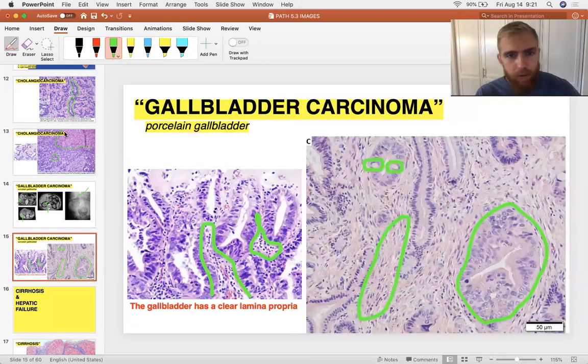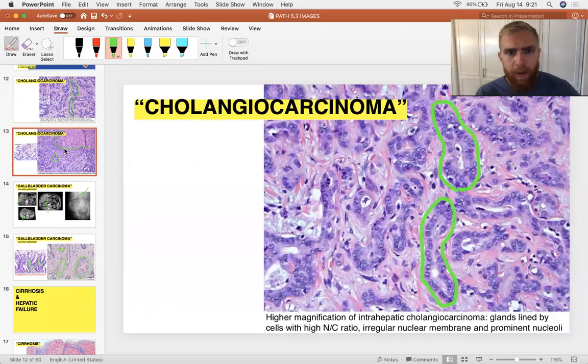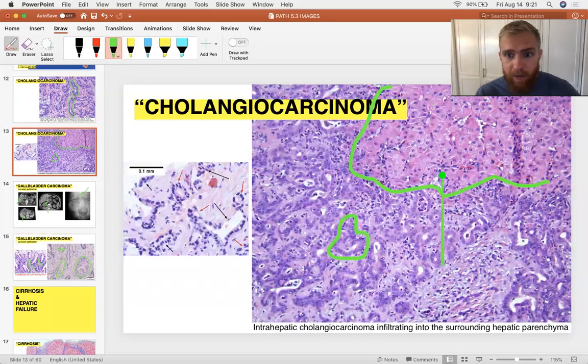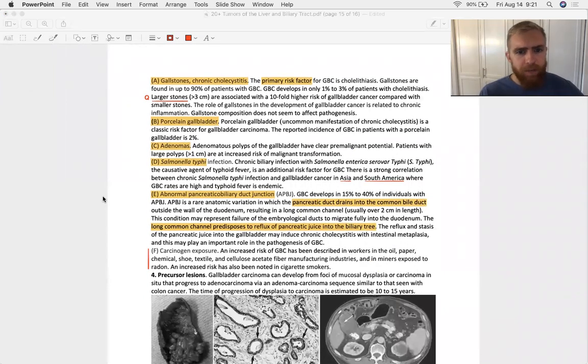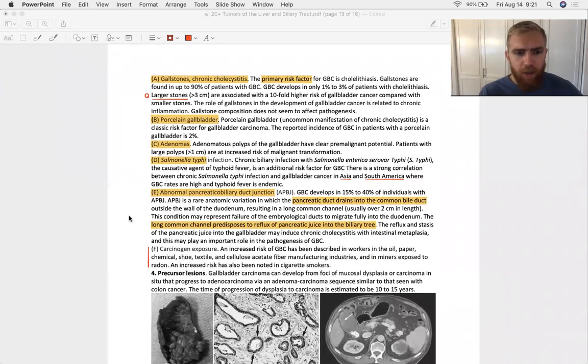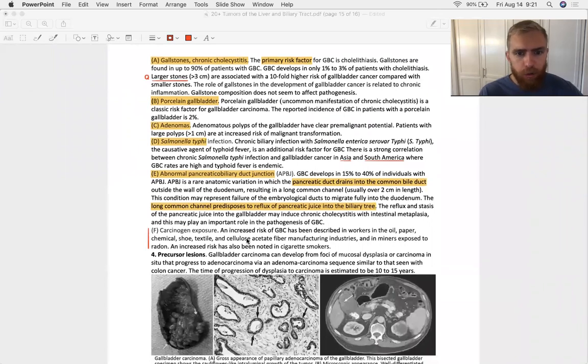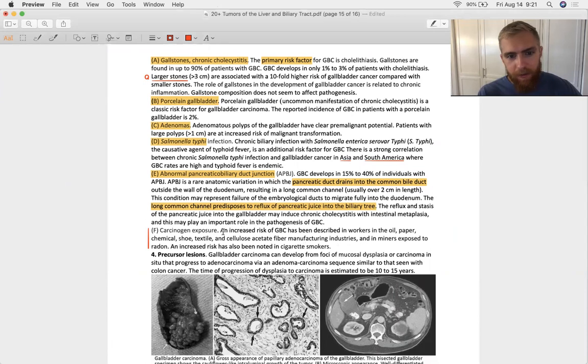So that's how I tell the two apart as best as I can. Again, if you see hepatocytes, it's cholangiocarcinoma. It's not a gallbladder carcinoma. So getting back to it, a handful of risk factors and a handful of carcinogen exposures. If they really want to ask us about that, like, cool, okay.